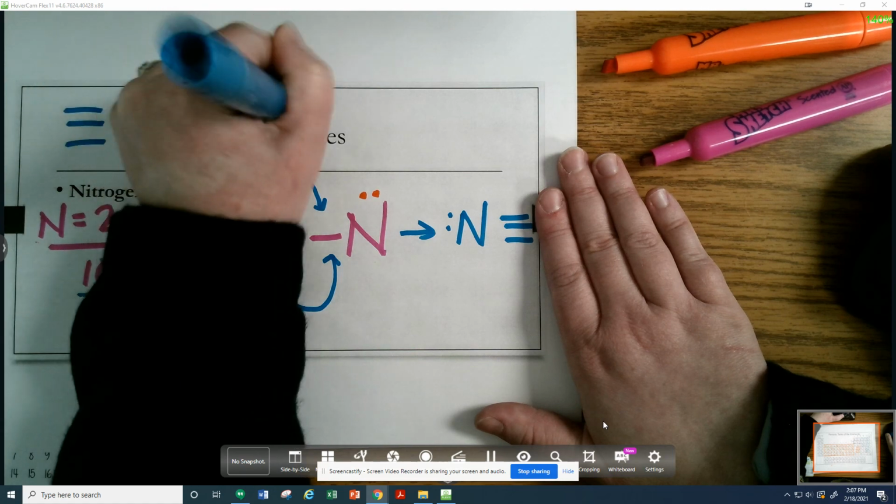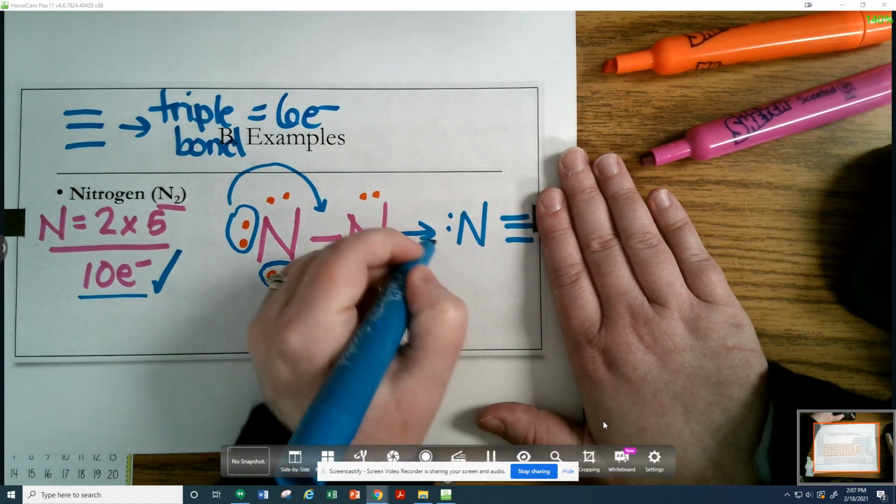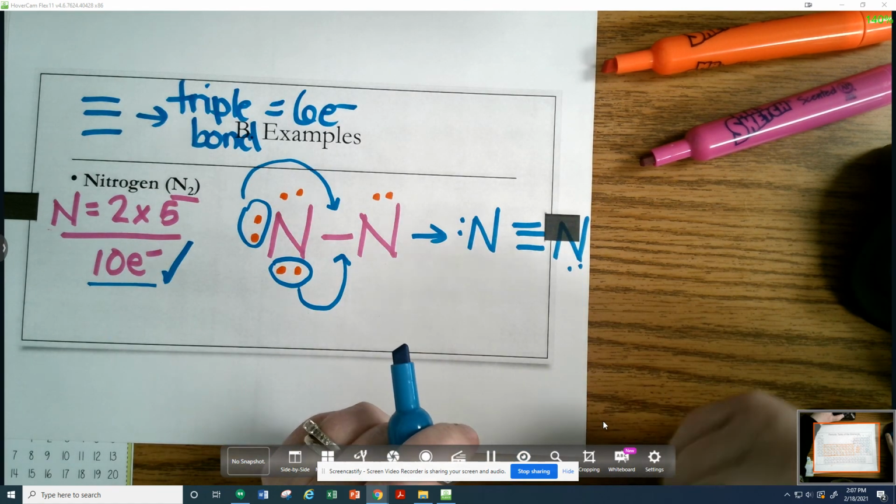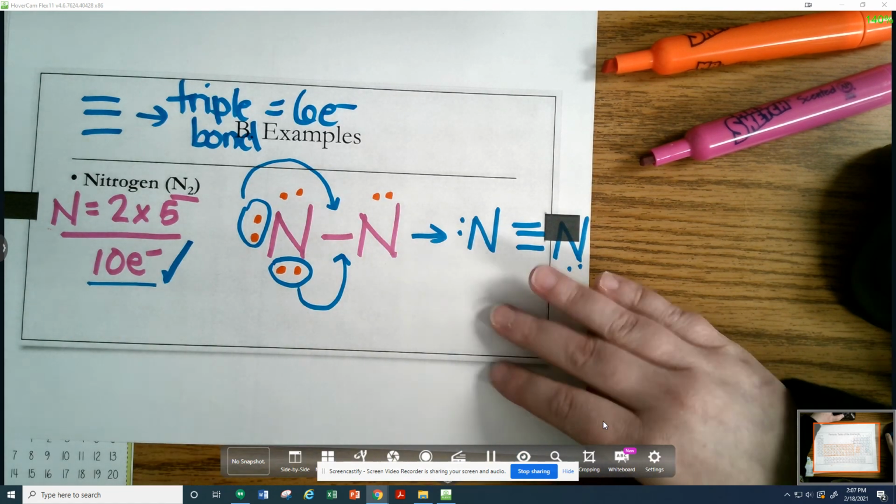Therefore, it is 6 electrons. So I have 6 electrons plus the 2. That gets me 8. It's symmetrical with the right-hand side. So everybody has a complete octet and all electrons are spent, and we are done.